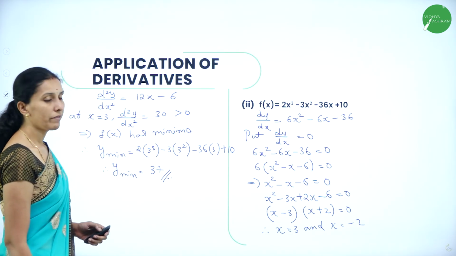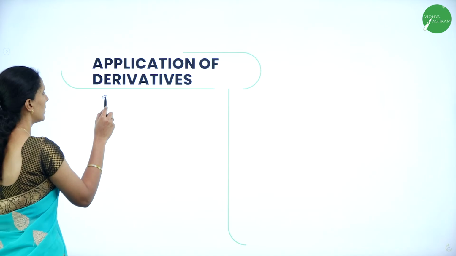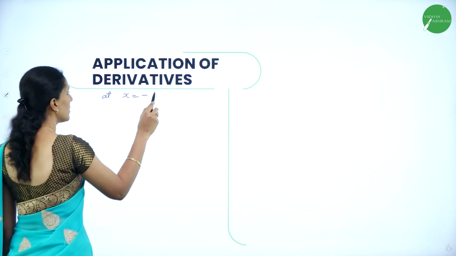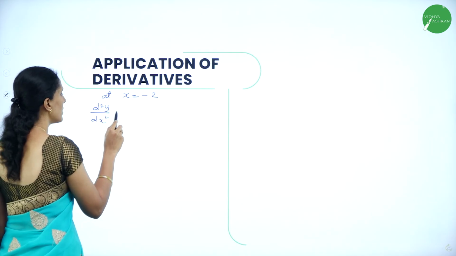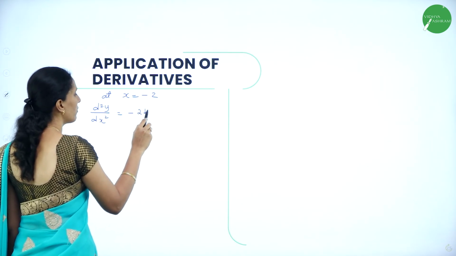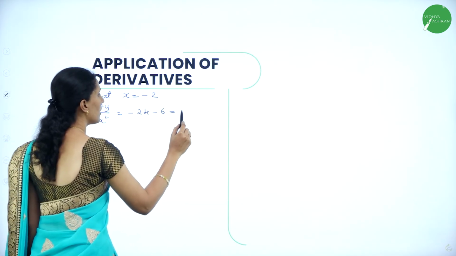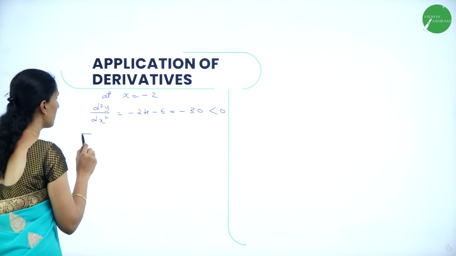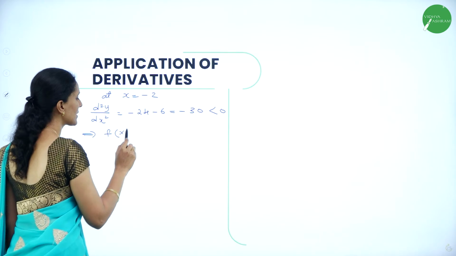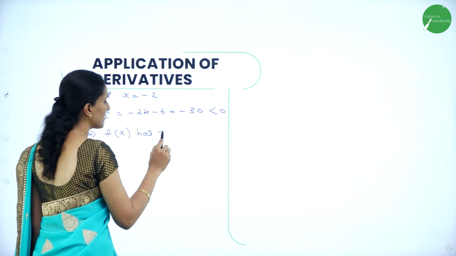Let's see the maximum value, that is at x is equal to minus 2, d square y by dx square is equal to minus 24 minus 6, which is equal to minus 30. So, less than 0. So, this implies f of x has maximum.